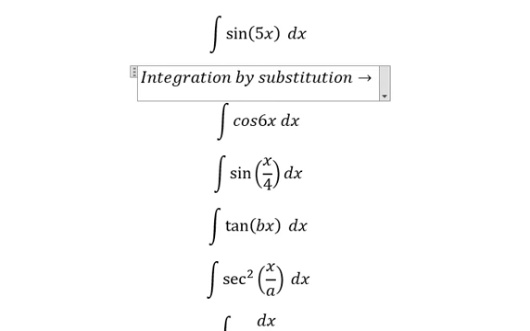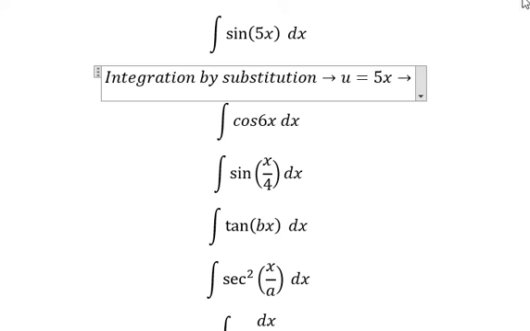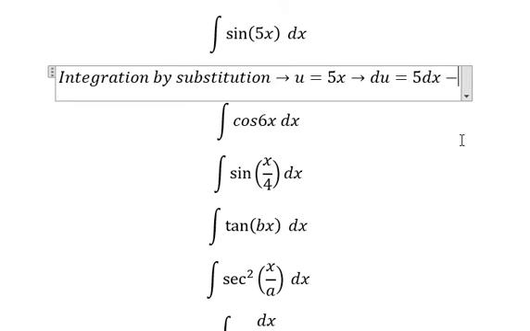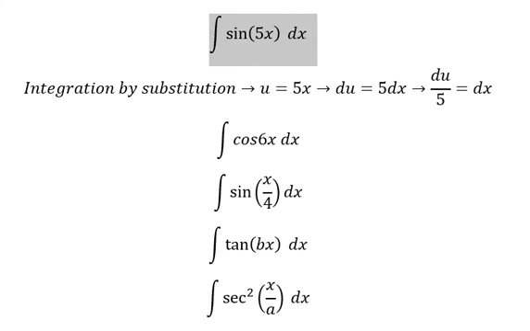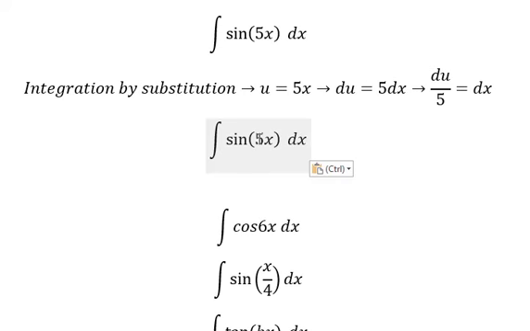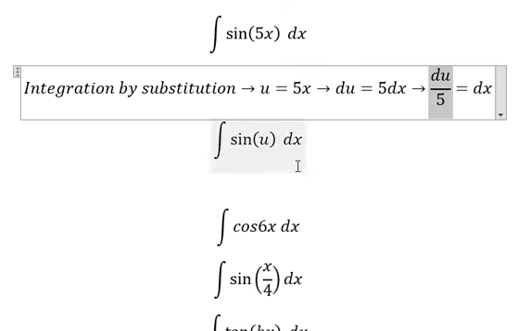So I will put u equals 5x. Later, we first take the derivative of both sides. Because we don't have the number 5 next to the x, we divide both sides by 5. 5x we change for u. The dx we change for du over 5.